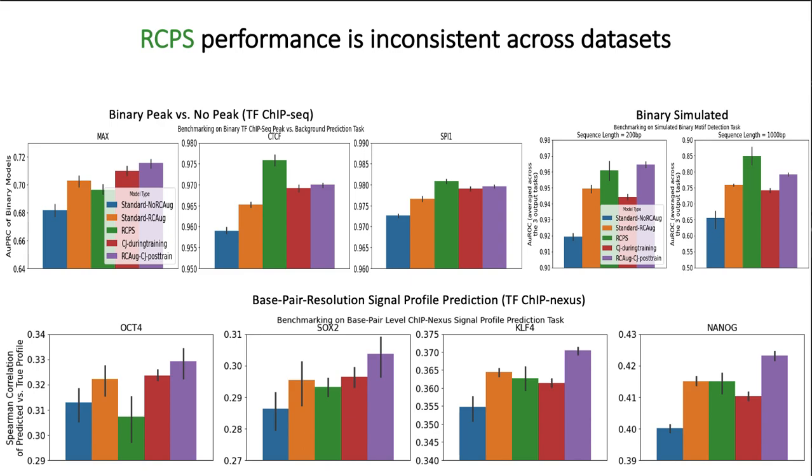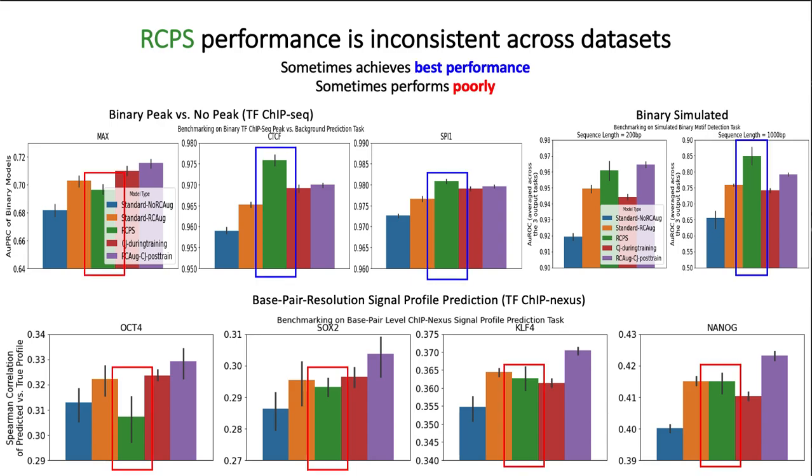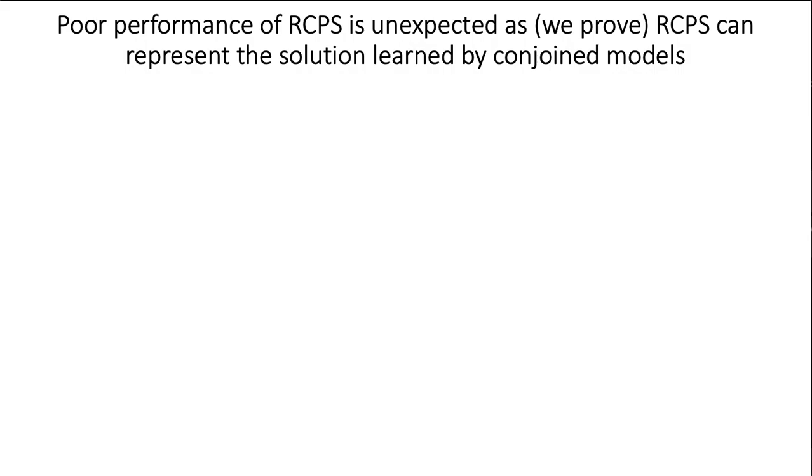Another finding from our benchmarking was that the performance of RCPS is inconsistent across datasets. Although RCPS models sometimes achieve the best performance, there are other tasks where RCPS does no better than standard models trained with reverse complement data augmentation, particularly in the case of base pair resolution signal profile prediction. This poor performance of RCPS is a bit unexpected because, as we prove in our paper, the RCPS architectures can represent any solution learned by the conjoined models. Thus, if the RCPS models are failing to outperform the conjoined models, it's because they have converged to a less than ideal solution. I'll give a sketch of how the proof works.